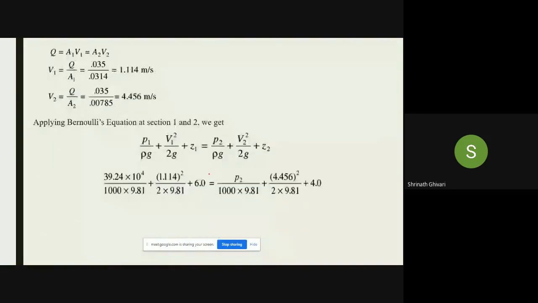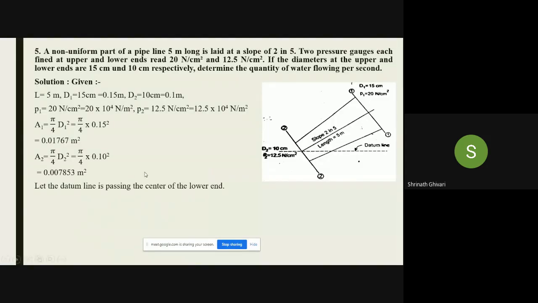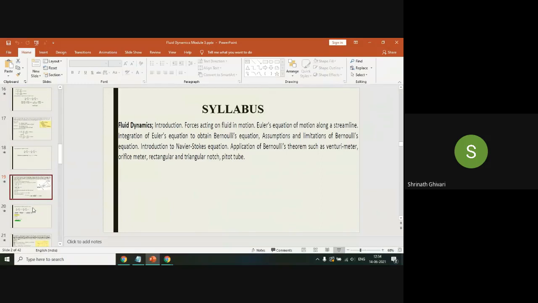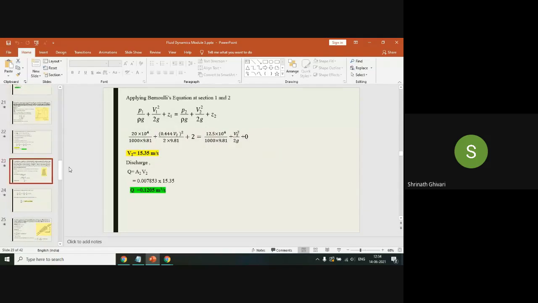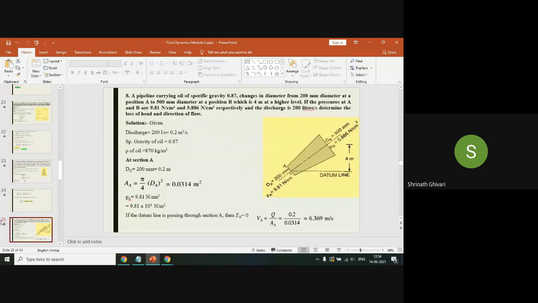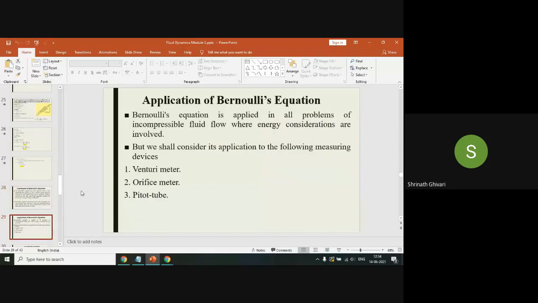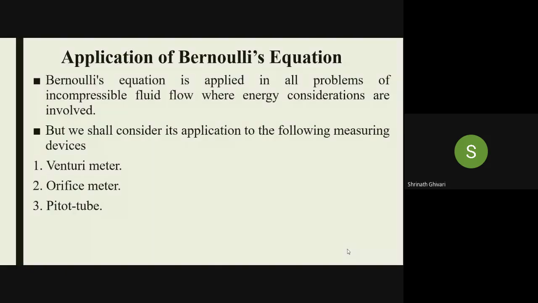Okay, we have done some problems based on this. These are the problems which we have done on Bernoulli's equation. If anyone has any doubt, I have even shared all the details in the Google Classroom. You can check it out along with the recorded videos of solving the problems. You can go through it, and if you have any doubts, you can contact me.